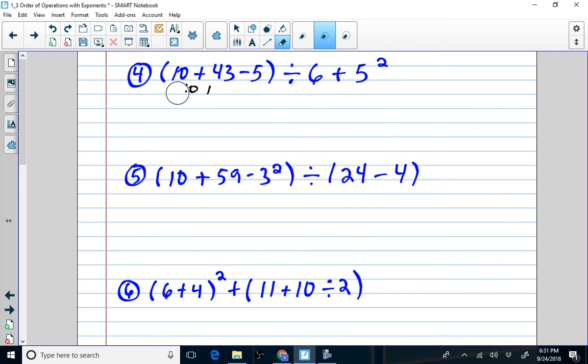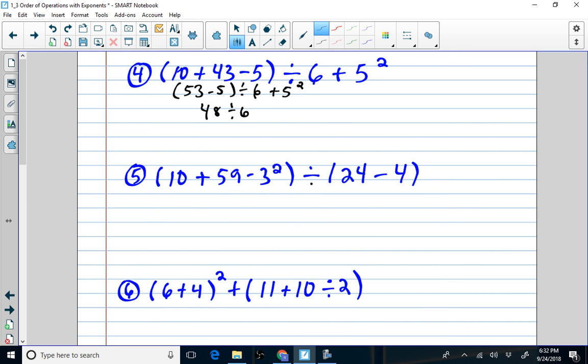I have to do my 10 plus 43 first. So within the parentheses, that's going to be 53 minus 5 divided by 6 plus 5 squared. 53 minus 5 is what? 48. So that's 48 divided by 6 plus 5 squared. My exponent has to be done next because I finished with my parentheses. So 5 squared is 25. I can now do the division. 48 divided by 6 is 8. So that's 8 plus 25. That's going to give me 33 as my answer there.